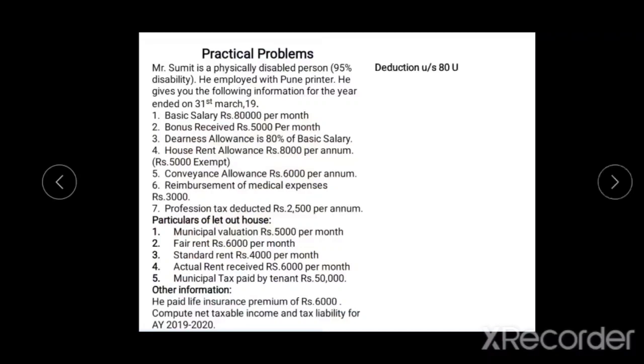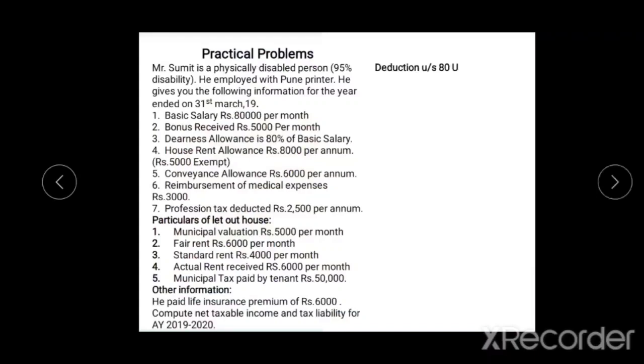He gives you the following information for the year ended 31st March 2019. So here we have to calculate the total taxable income as per the assessment year, that is 2019-20, because the information is given for 2018-19. Okay, let's move further students.